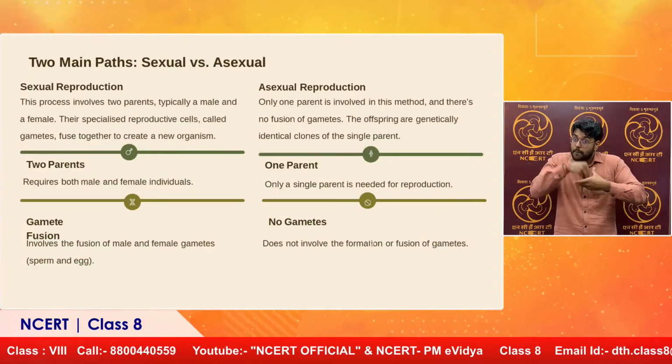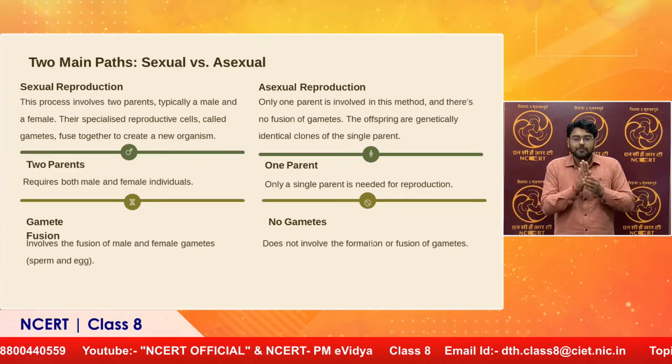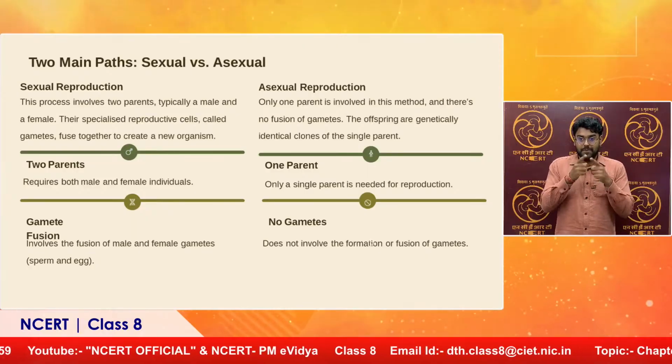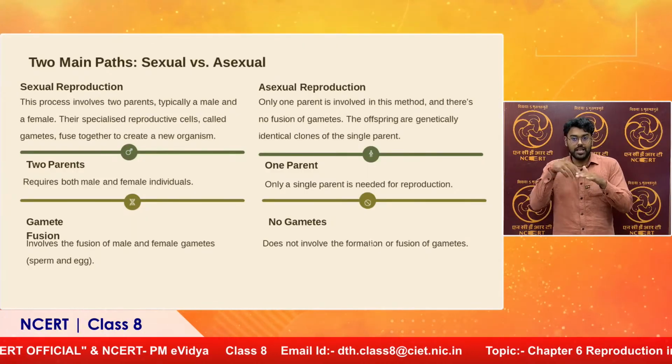Why does that happen? Because the baby who has been born has half of the characters, half of the chromosomes from the father and half of the chromosomes from the mother. When they fuse together, we get a cell that grows. We'll see that whole process, and we'll quickly see the difference. So in sexual reproduction, as I told you, two parents are required, the male and the female.